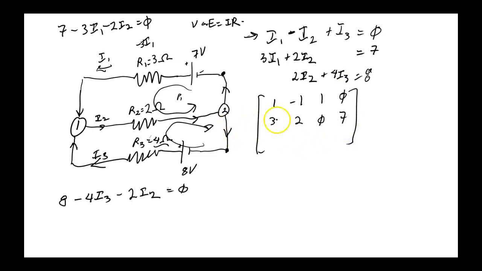Okay. And the third one? I1 is 0, right? 2, 4, 8. Okay. All right. Now, anything you want to do first?